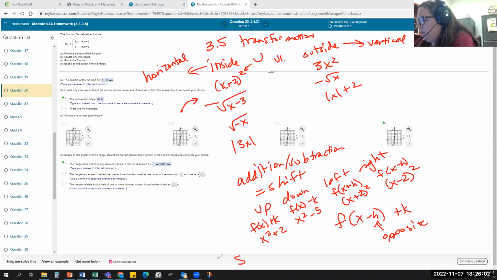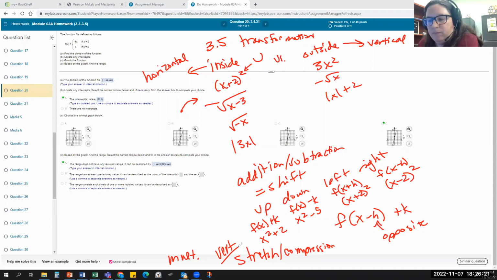Stretches and compressions are multiplication. You really only need to worry about vertical. You shouldn't ever be doing anything with a horizontal stretch or compression, just vertical. If you go on to trig or something, you'll have to deal with horizontal. But for the types of base functions we have, you really only need to worry about vertical. A stretch would be making it taller and narrower. A compression would be making it shorter and wider. But MATLAB doesn't really have you distinguish that. So you just need to know when you have a number out there. If you have a 3x squared or a 1/2 x squared or whatever it is, any number out front that's being multiplied by the function would be that vertical stretch or compression.